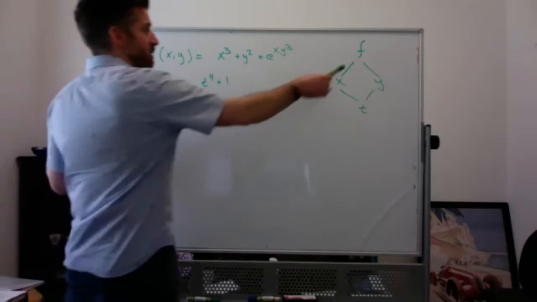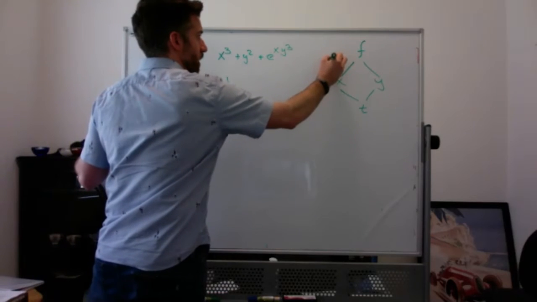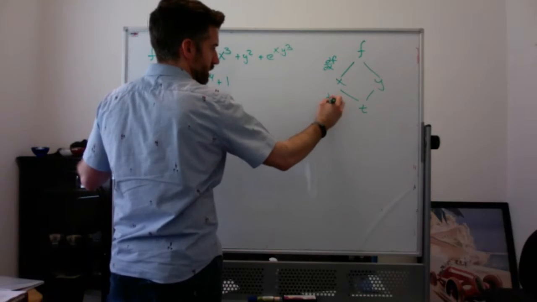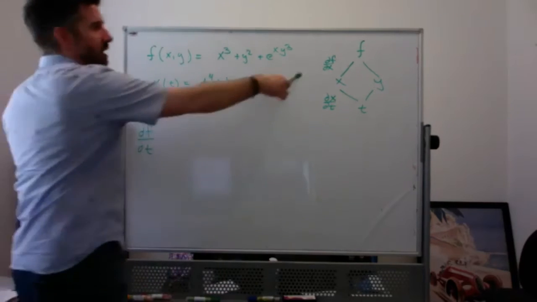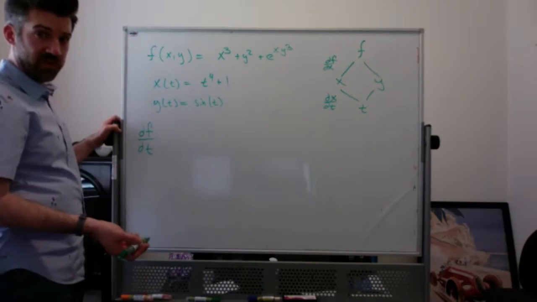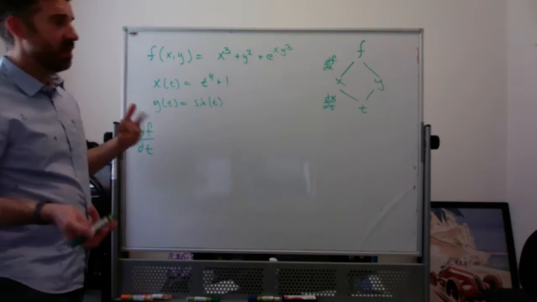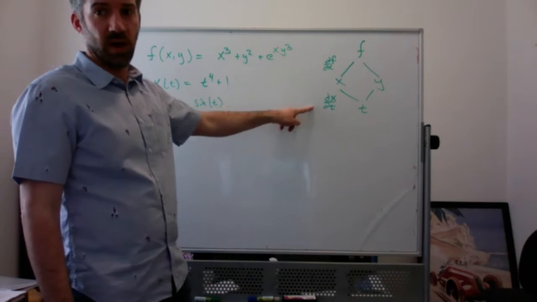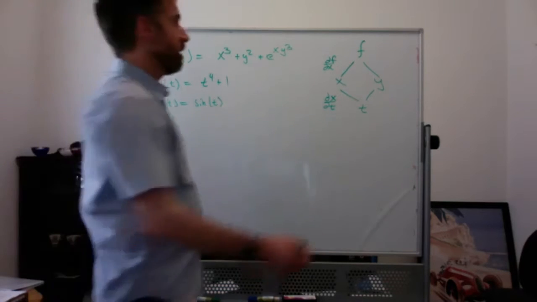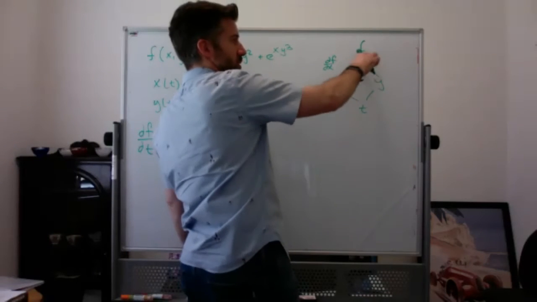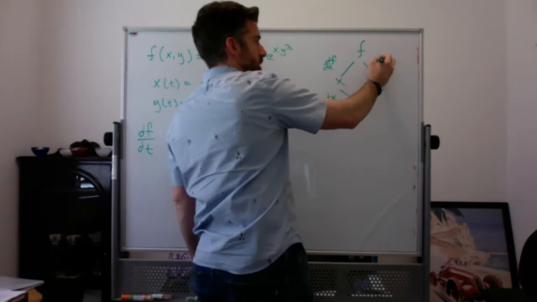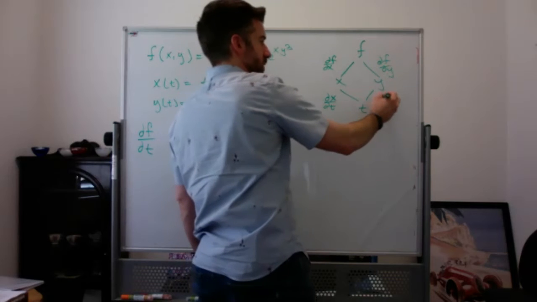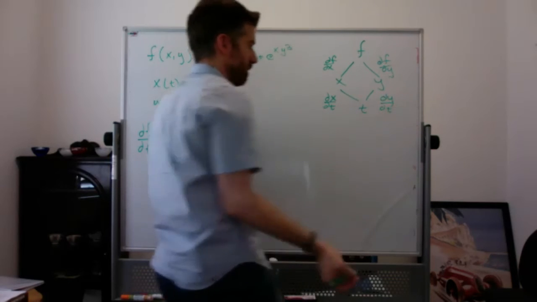There's a path that takes me from f to x, that's del f del x. There's a path that takes me from x to t, that's dx dt. The reason I'm saying del is because it's a partial derivative, since f is a function of more than one variable. The reason I'm saying d here is because x is just a function of t, so I say d. Similarly, there's also the path from f to y, where I need the partial with respect to y, and then y to t, where I need the derivative.